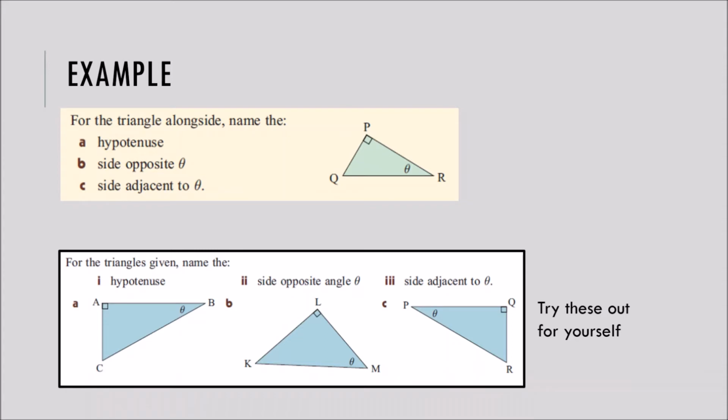Now we're going to look at an example. For the triangle alongside, we want to name the hypotenuse, the side opposite to theta, and the side adjacent to theta. The hypotenuse is the side opposite the right angle, so this is your hypotenuse. Your opposite side is the one on the other side to your theta, so that's your opposite. And then your adjacent is your last remaining one, which is just next to your theta.